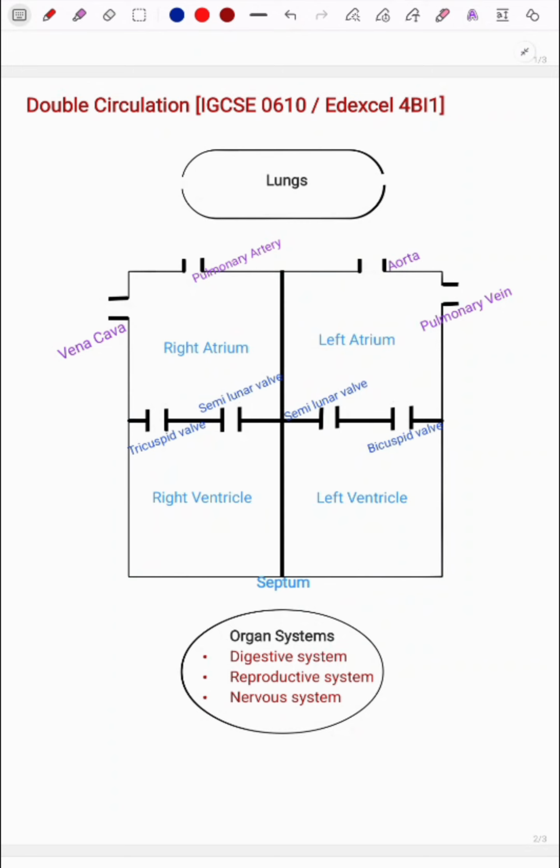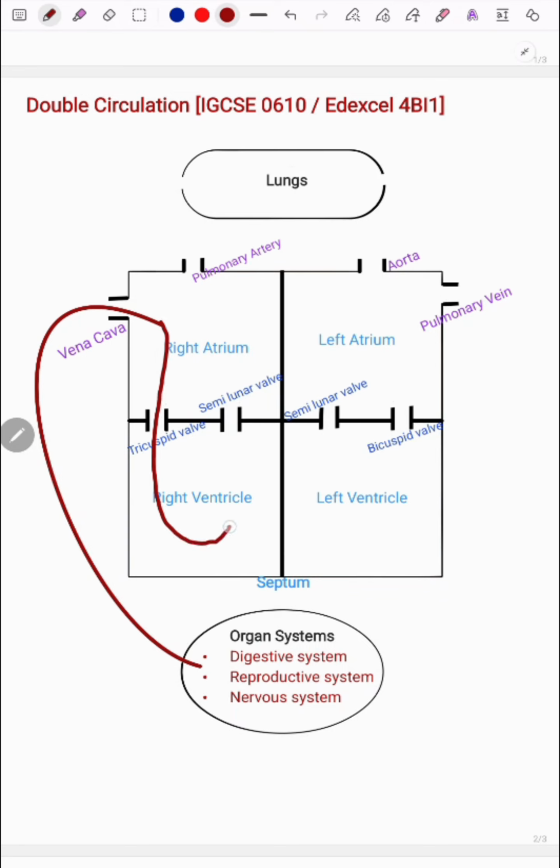So let's start with the right side of the heart, which is deoxygenated blood. Say, for example, all the oxygen has been used up in the different organ systems, digestive, reproductive or nervous system. Let's start with this side. This deoxygenated blood enters the heart through a vein called vena cava, and directly goes to the right atrium first. From the right atrium, it goes down to the right ventricle through the tricuspid valve.